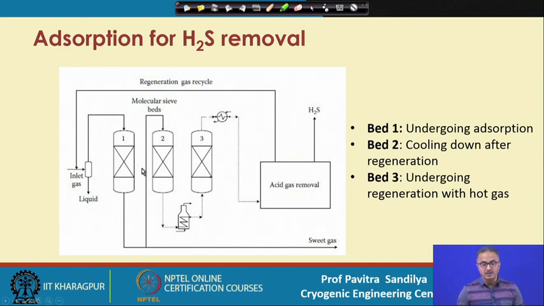It may be 2 beds, minimum is 2 beds, but it may be 3 or 4 depending on the different times for regeneration, for cooling down. So in this, typically we find we are using 3 adsorption beds to carry out the H2S removal.